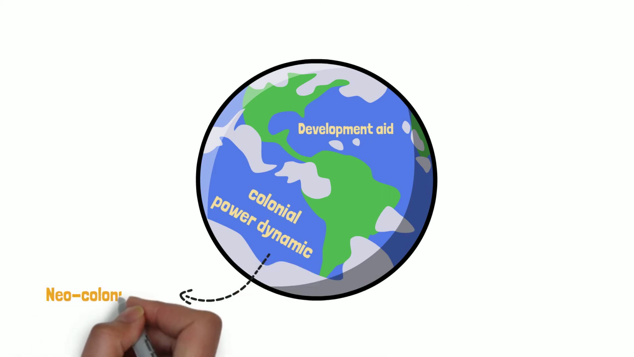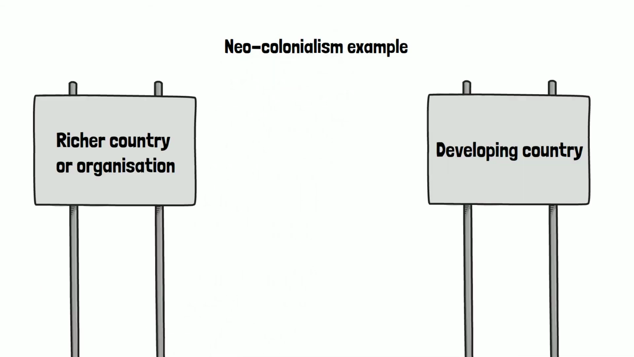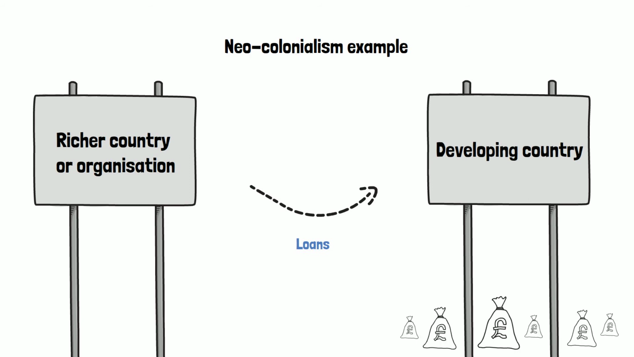While most of these countries are no longer colonized, some forms of development aid today can still maintain this colonial power dynamic. This is known as neocolonialism. One example of neocolonialism is when richer countries or organizations offer loans to developing countries. While these loans can be helpful to developing countries, they can also be so large that they become difficult to repay. At this point, developing countries can become indebted to the richer countries or organizations providing the loan, and this can result in having to use land, resources, or labor to repay them.